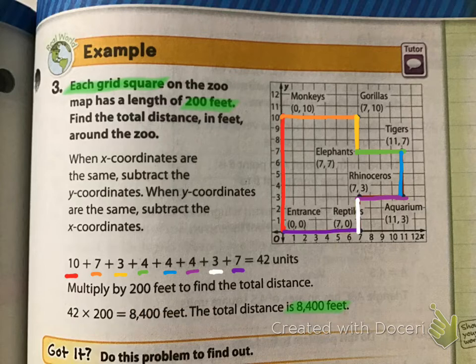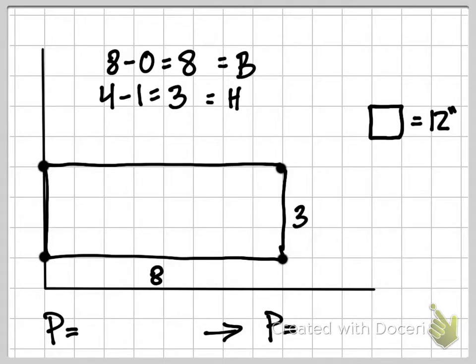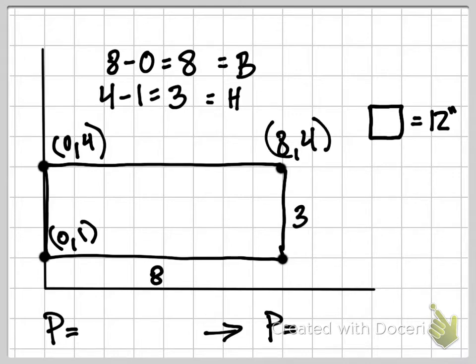We get 8,400 because it's right there. Exactly. Now, let's look at this one. Here, we've been given some coordinates: 0, 1; 0, 4; 8, 4; and 8, 1. So we have to find the difference in length between each side, which I already wrote out for us.